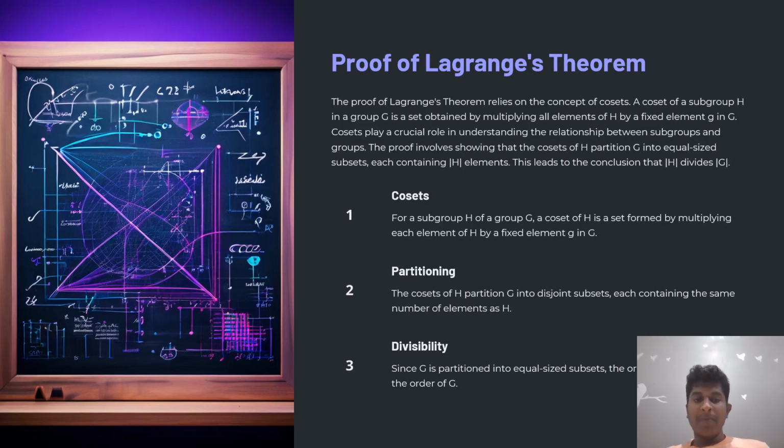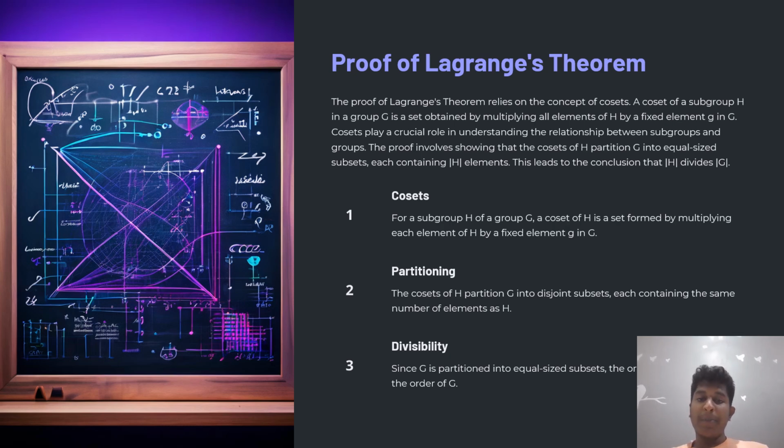Proof of Lagrange's theorem. The proof of Lagrange's theorem relies on the concept of cosets. A coset gH of a subgroup H in group G is a set obtained by multiplying all the elements of H by a fixed element g in G. Cosets play a crucial role in understanding the relationship between subgroups and groups. The proof involves showing that the cosets of H partition G into equal sized subsets, each containing the same number of elements as H. This leads to the conclusion that the order of H divides the order of G.